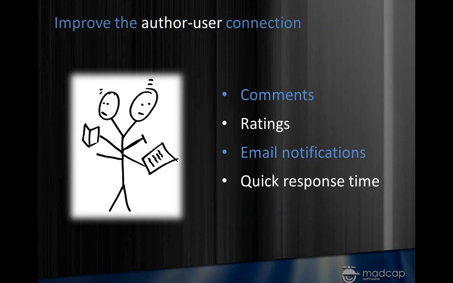Adding a social platform to your documentation is also going to improve the author-user connection. Comments, ratings, email notifications, they all equal quick response time. And again, online, people want it fast. Social helps your end users become a member of your documentation team, especially if you get back to them quickly. Elicit feedback on your documentation. And when you get the feedback, respond to it, and they're more likely to give you more feedback.